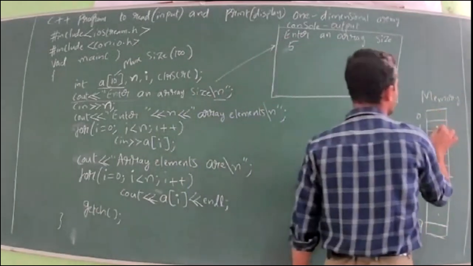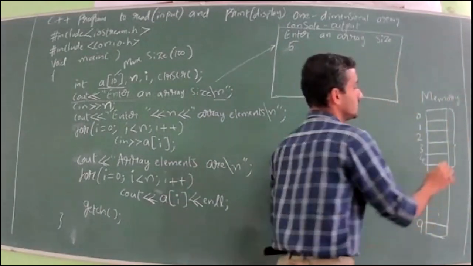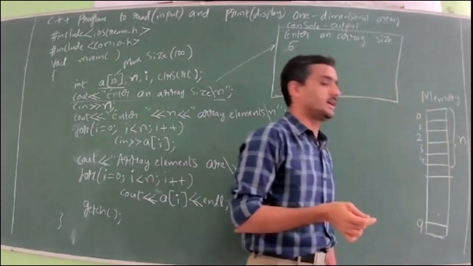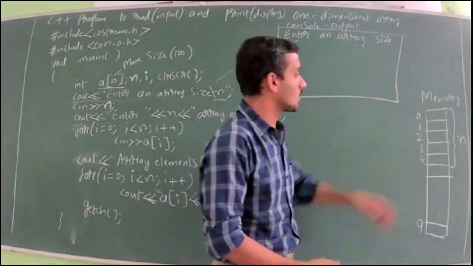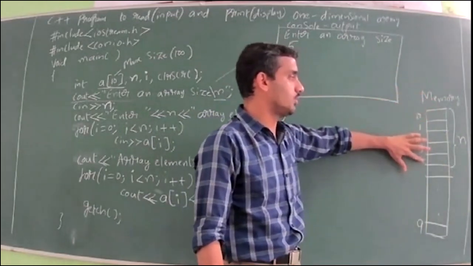Okay, that is 0, 1, 2, 3, 4. So up to here we can use. So this is nothing but n value. n is equal to 5. That means 5 locations: 1, 2, 3, 4, 5. Starting from 0, it will end at 4.